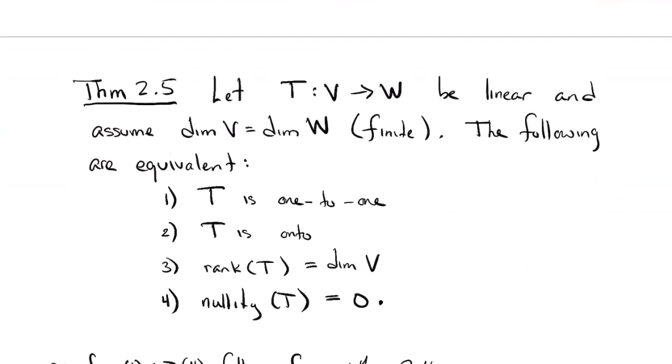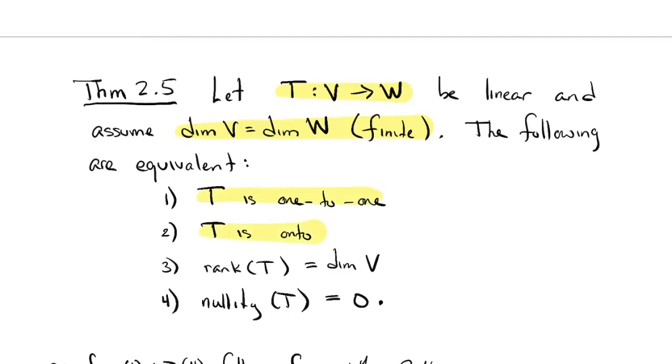Theorem 2.5 has the same spirit. So you're given a linear map from V to W, and the dimensions of V and W are the same and finite. That's the hypothesis. Then the following four conditions are equivalent. They're all true or they're all false. One of them is that T is 1 to 1. Another one is that T is onto.